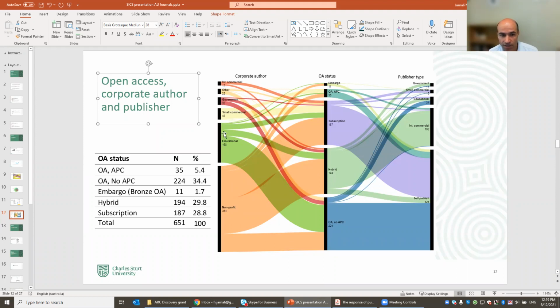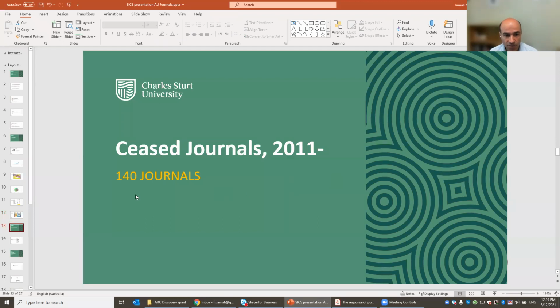And here for the university, you see that the majority of journals from universities are open access, no APC. APC means article processing charge, which means that the university is paying for the journal, and the journal is free for readers and authors. That was the study about active Australian journals.